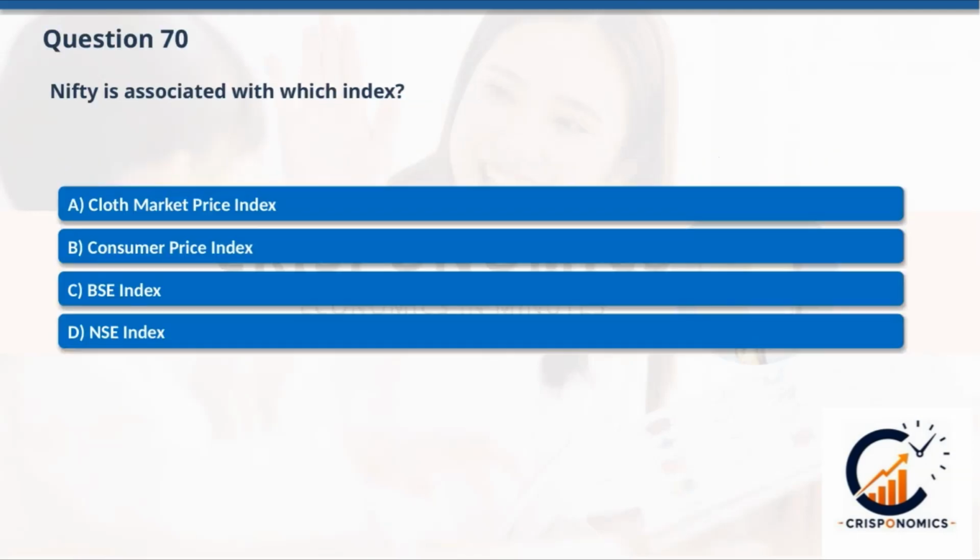Let's look at a quick quiz on market indices. We're asked which index the Nifty is associated with. The options include the Cloth Market Price Index, the Consumer Price Index, the BSE Index, and the NSE Index. Think about what Nifty represents. It's a benchmark for the National Stock Exchange. So the answer points us toward the NSE Index. This question helps us connect key financial terms with their real-world counterparts.